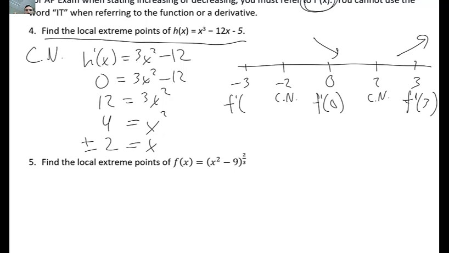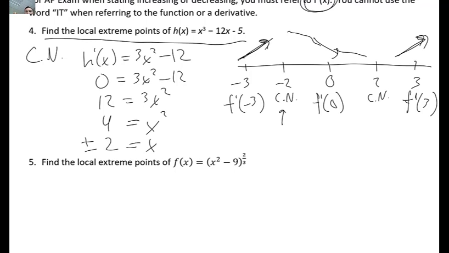And plugging in negative 3 would also be positive. Again, I don't really care so much about the number, I just care if it's positive or negative. But if the first derivative is positive, the graph is increasing. And now I've got the shape of my graph. It was going up, then down, then down, then up.